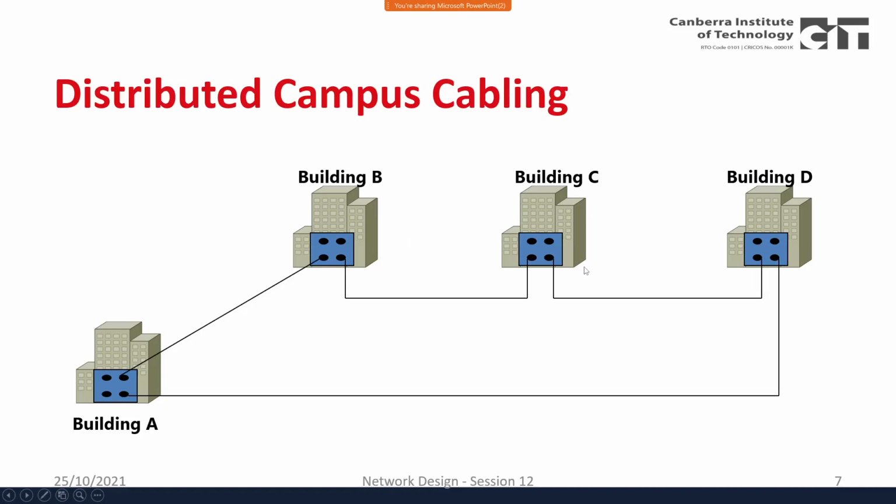Now, the distributed campus cabling may sound like a good idea if you have, let's say, some budget constraints. And why? Because you actually have to use less cable in reality. Especially if building B is already closer to building C, it is much more cost effective to take advantage of the existing connection from A to B and basically run a cable from B to C. So in terms of cost effectiveness, I would say that the distributed campus design would be a good way to go.